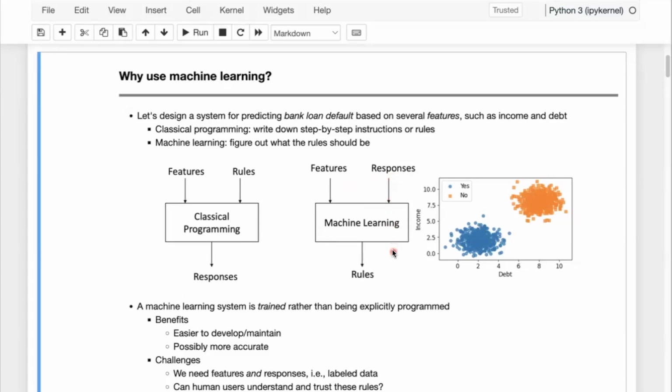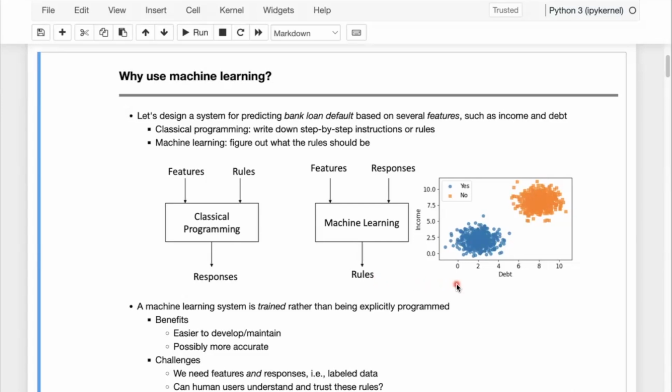And our goal is that hopefully this machine learning system is going to automatically extract some hidden rules or structures that can enable making predictions, so that if in the future we have an applicant with certain income and debt, we can use those extracted rules and make predictions to figure out whether it is likely that that applicant will default or not.